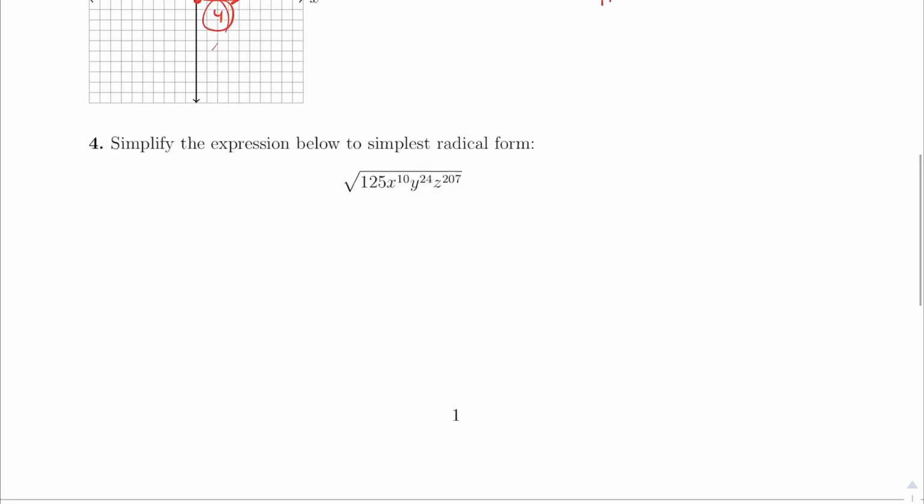Simplify the expression below to simplest radical form. So for this one, we have a square root. I would like to find something's squared to cancel out with the square root, but we don't have that immediately obvious. So we have to break down this 125. 125 breaks down to 5 and 25. 25 breaks into 5 and 5. So we've got the square root of, and instead of writing it as 5 cubed, I think it's better to write it as 5 squared with one extra 5 right here.